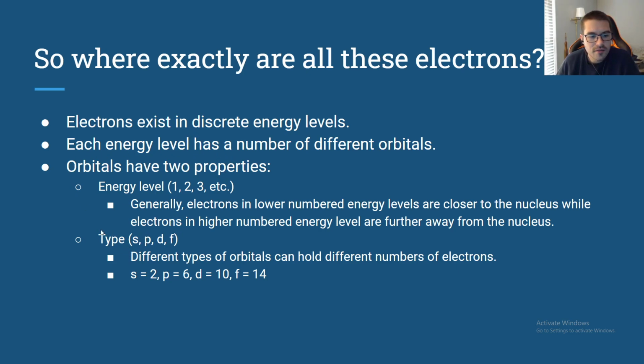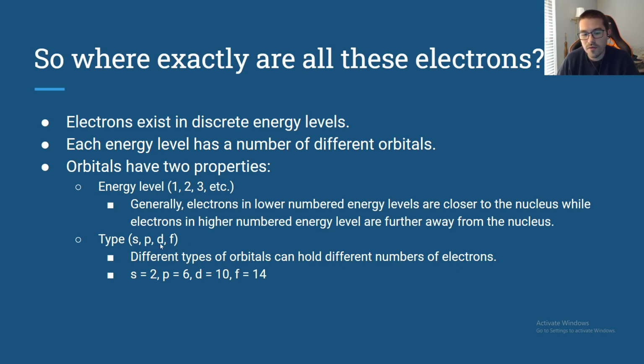Orbitals also have a type. There are 4 different types of orbitals: s orbitals, p orbitals, d orbitals, and f orbitals. So you can have a 1s orbital, which would be an s type at the first energy level. You could also have a 2p orbital, which is a different type, a p-type orbital at energy level 2. You could also have a 2s orbital. So there are different energy levels and different types.